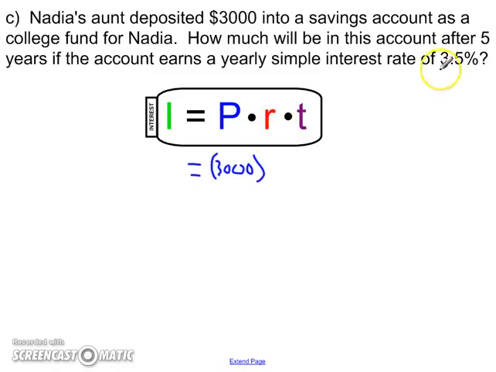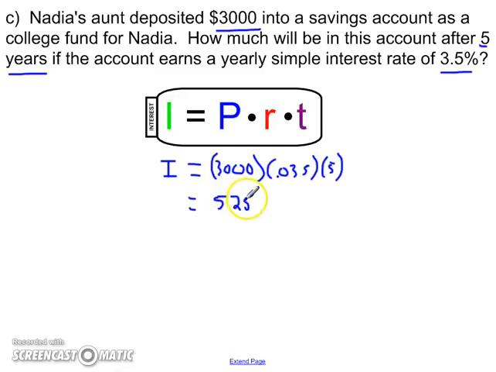Do I have my rate? Yes, I do. 3.5% is 0.035. And do I have my time? Yes, I do. I have 5 for my time. Again, I'm just pulling these pieces of information out of my problem. So to calculate the interest earned, all I have to do is multiply those three values together. So I'm going to punch it in. 3,000 times 0.035 times 5 years is $525.